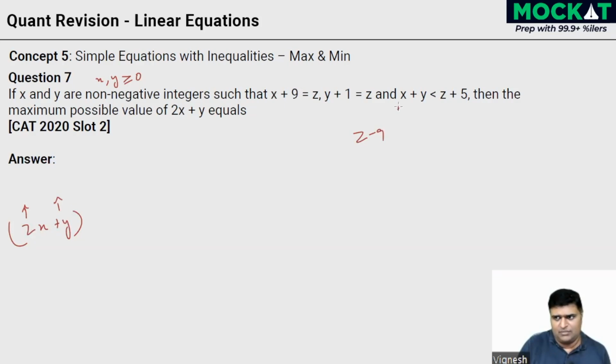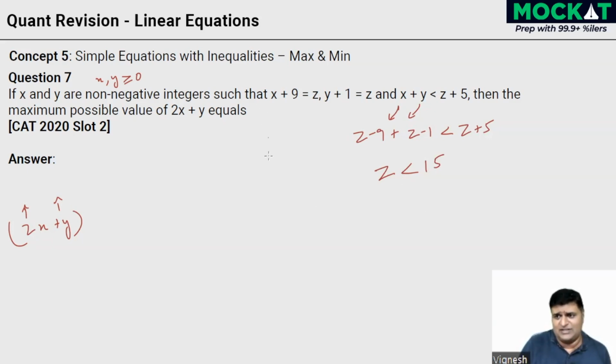And what is going to be y over here? y plus 1 is z, so then y is going to be z minus 1. z minus 9 plus z minus 1 is going to be less than z plus 5, right? So 2z minus z is giving me a z. Minus 9 minus 1 is a minus 10. Minus 10 I can take to the other side. I'm going to get a plus 10, right? So I'm going to get a 15 over here. z has to be less than 15.